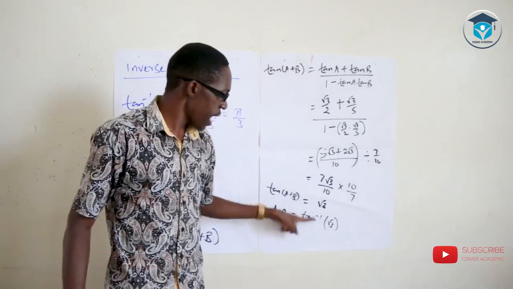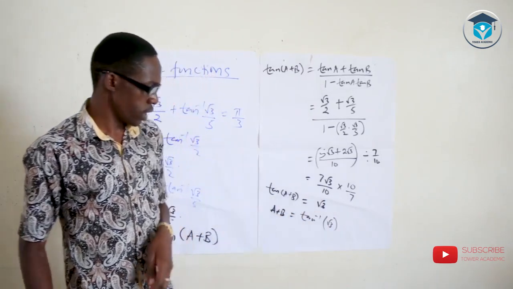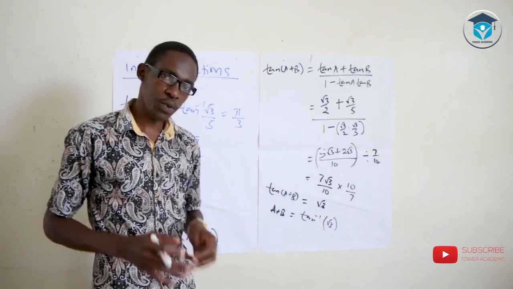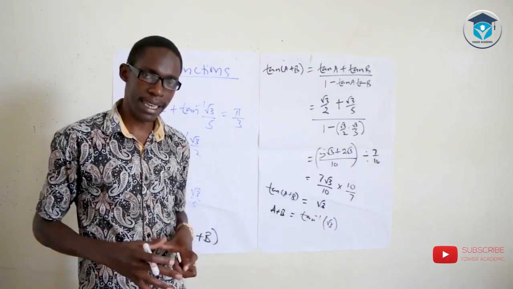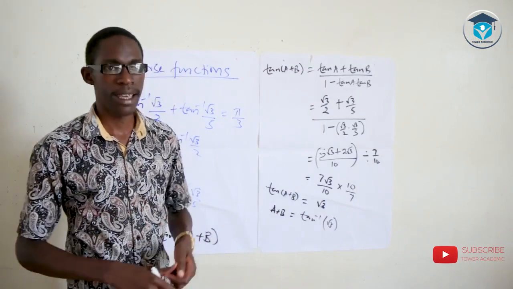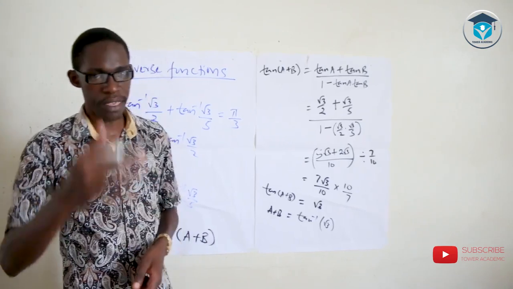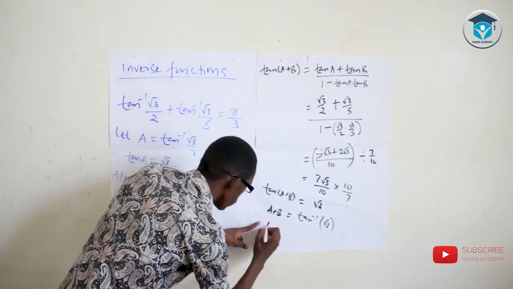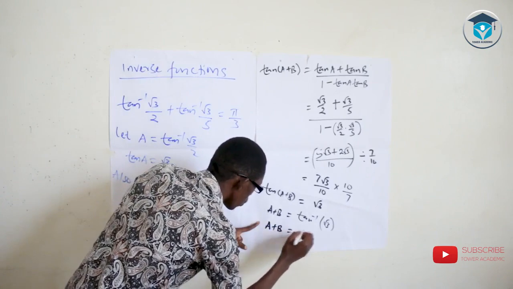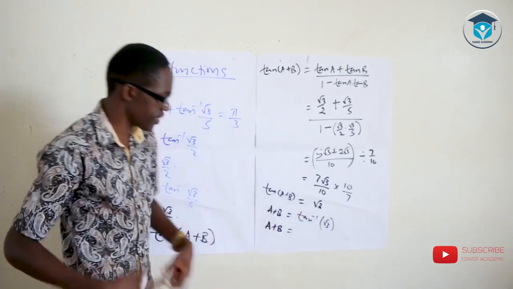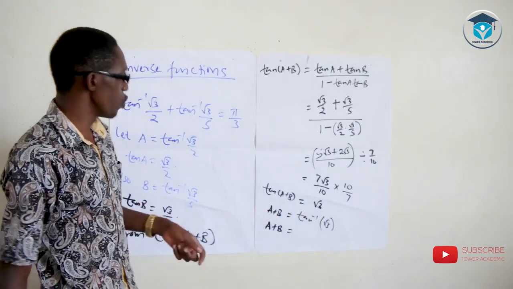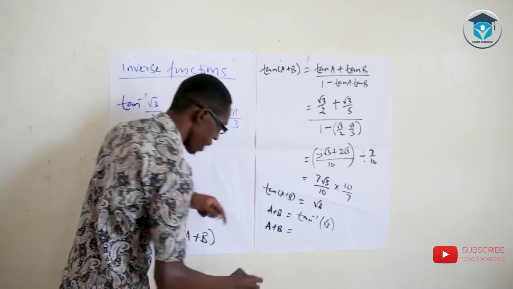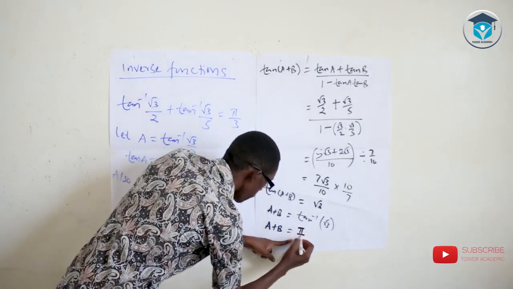Then when we get the tan inverse of root of 3, it will give us 60 degrees. But we know very well that 60 degrees, if we express it in radians, gives us pi over 3. So therefore, we shall say A plus B is equal to 60 degrees, but we have converted 60 into radians, which gives us pi over 3.